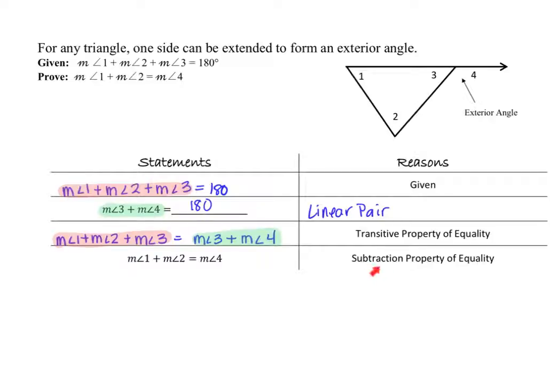Then we're able to use the subtraction property of equality and subtract angle 3 from both sides, which will leave me measurement of angle 1 plus measurement of angle 2 is equal to measurement of angle 4.